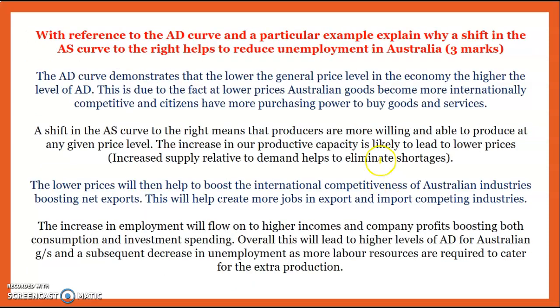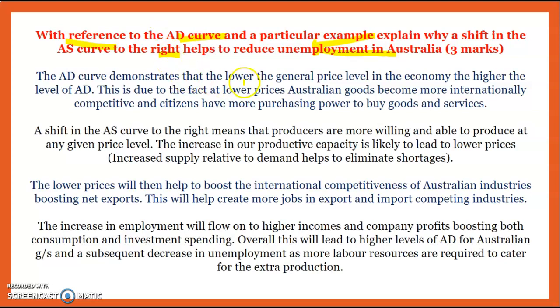So next question: with reference to the aggregate demand curve and a particular example, explain why a shift in the aggregate supply curve to the right helps to reduce unemployment. What you want to make reference to here is why the supply curve shifting to the right reduces unemployment, with an example and the aggregate demand curve. Without starting through the answers, basically you want to talk about demand expanding, or an increase in aggregate demand because of the lower prices, and that'll create jobs. And secondly, with a particular example, you could talk about increases in productivity and how that helps to lower prices, or anything that's going to help lower prices.